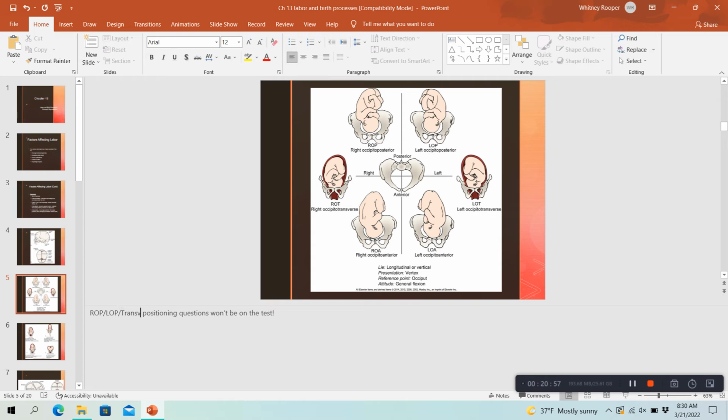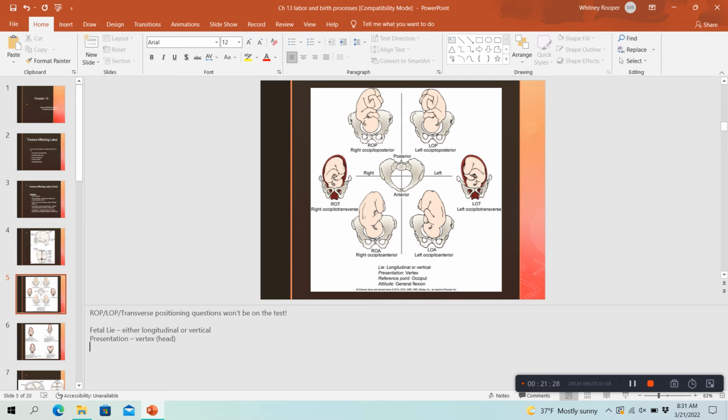So the lie of the fetus is either longitudinal, the fetal lie, longitudinal like this, or transverse. If it's vertical like this, we're good. If it's like this, we're going to have to C-section. Presentation, vertex is head. What's presenting to the cervix? What's coming first? We want it to be head. Reference point, occiput. What part of the head is presenting? The occipital area, which is what we want. Then the attitude that we want is general flexion.